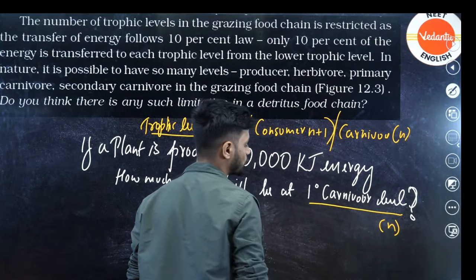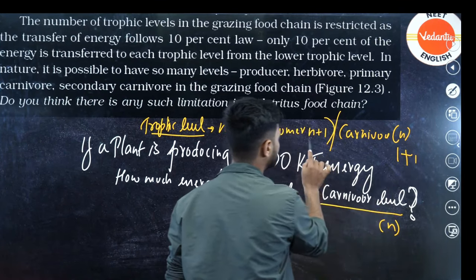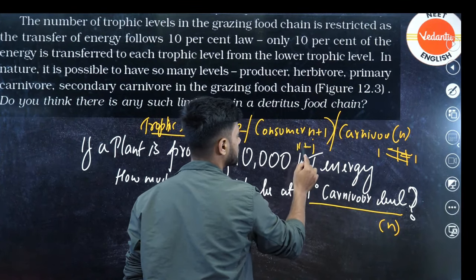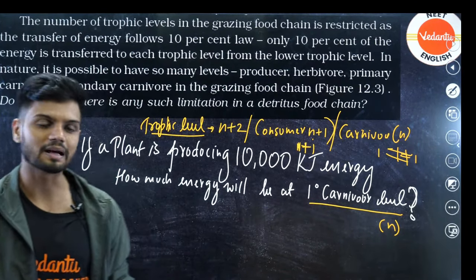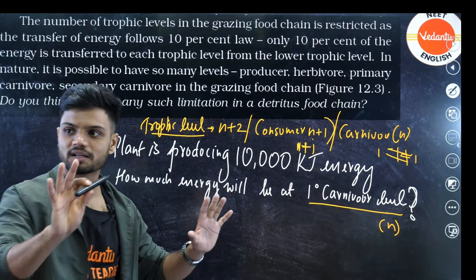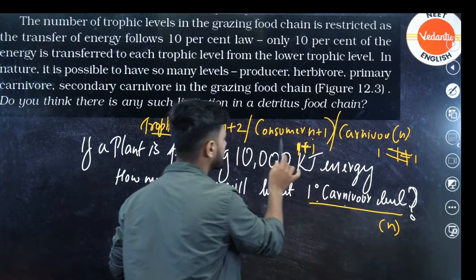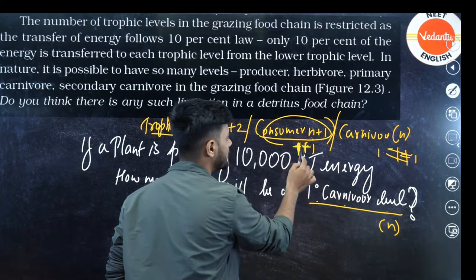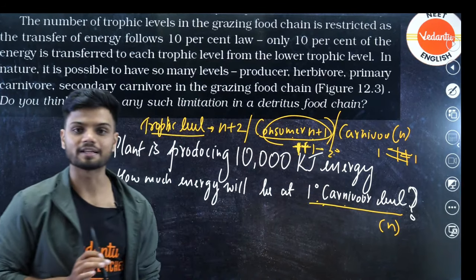Now students, listen to me. This is primary carnivores. Primary means 1 plus 1 here. So primary carnivores is secondary consumer. See the trick. Primary carnivore is secondary consumer. Now 1 plus 1 is what? 2. So your primary carnivore is secondary consumer.